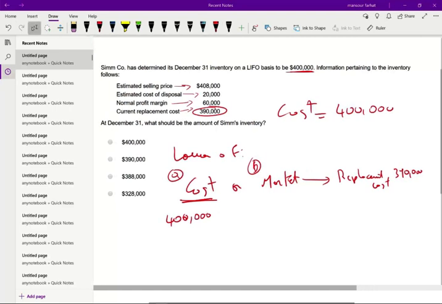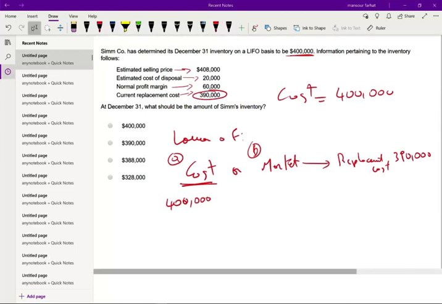And the answer is no. Why? Although the replacement cost seems like a reasonable figure to choose, we have to check it to make sure it's not too high and it's not too low. What do you mean? We have to compute a floor and a ceiling. So what is the ceiling? The ceiling is what's called NRV, net realizable value. The ceiling is 408, which is the estimated selling price, minus estimated cost to dispose, which is 20,000. So the ceiling is 388.